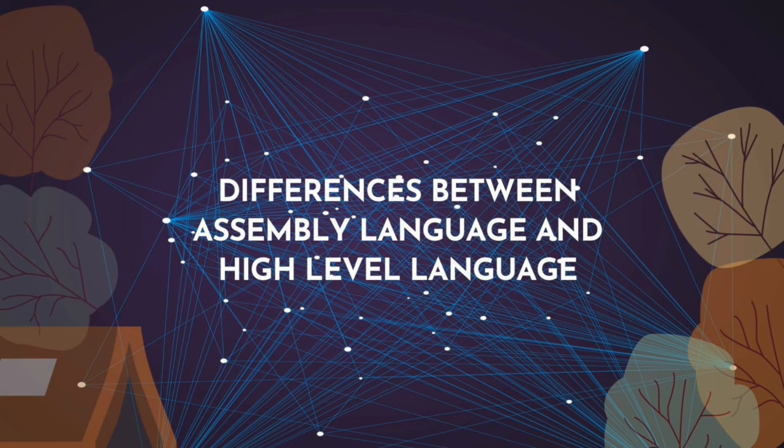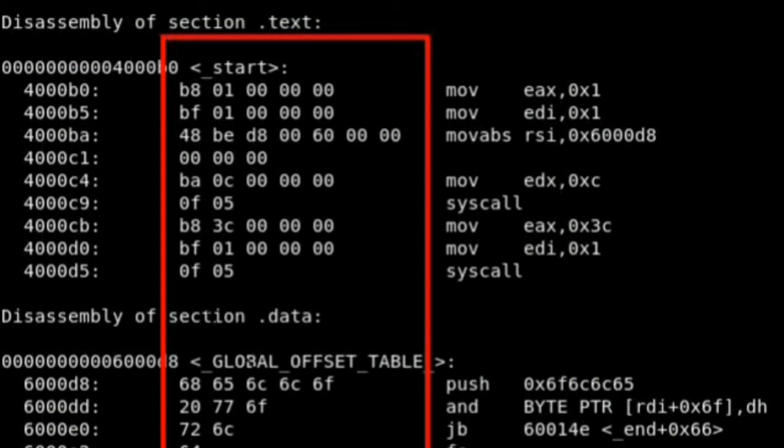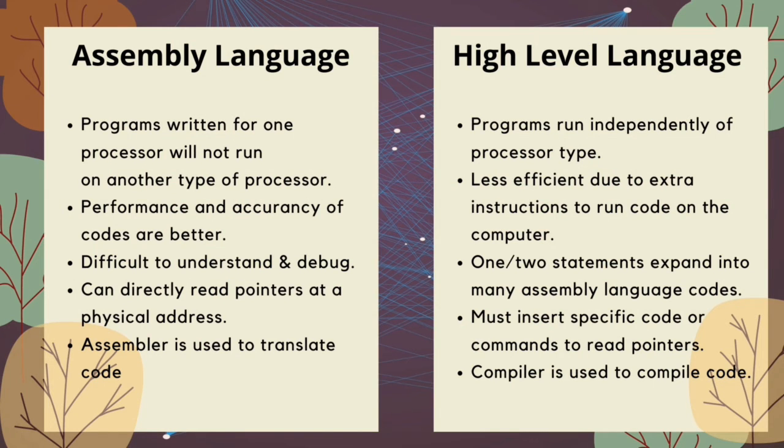Assembly language, which is a type of low-level language, and high-level language are vastly different. In assembly language, programs written for one processor will not run on another type of processor, but in high-level language, programs run independently of processor type. Performance and accuracy of assembly language code are better than high-level. Due to long executable code, high-level programs are less efficient than assembly language programs. In addition to that, high-level languages have to give extra instructions to run code on the computer.